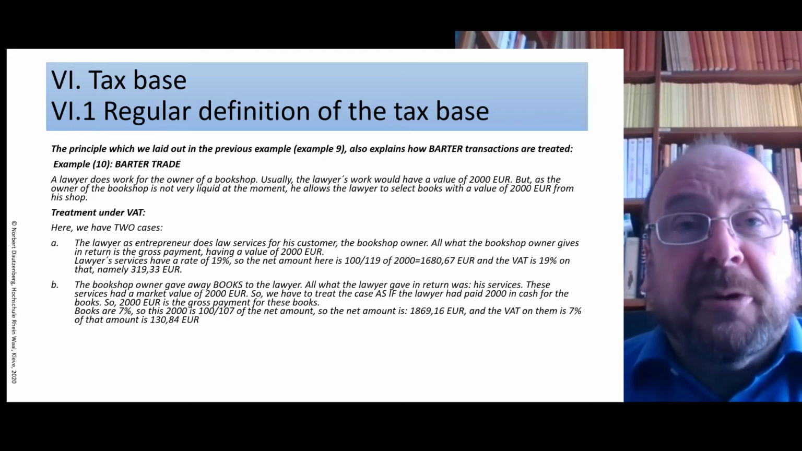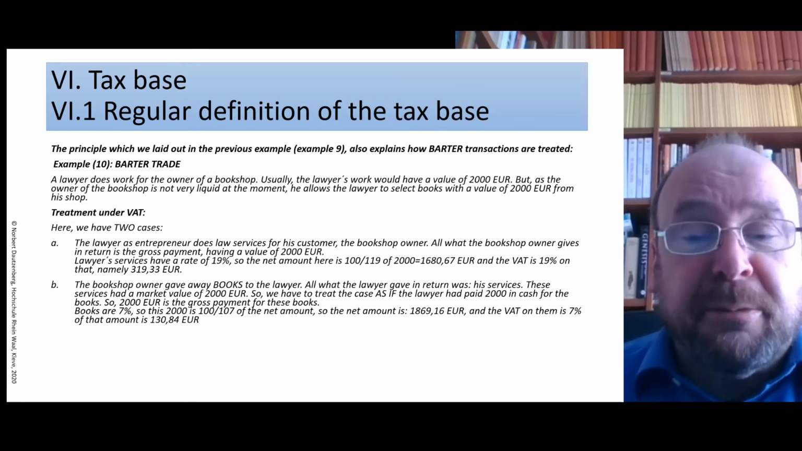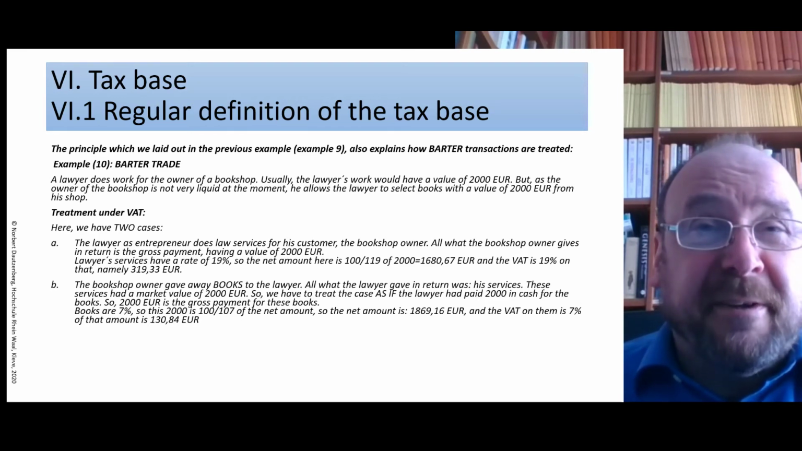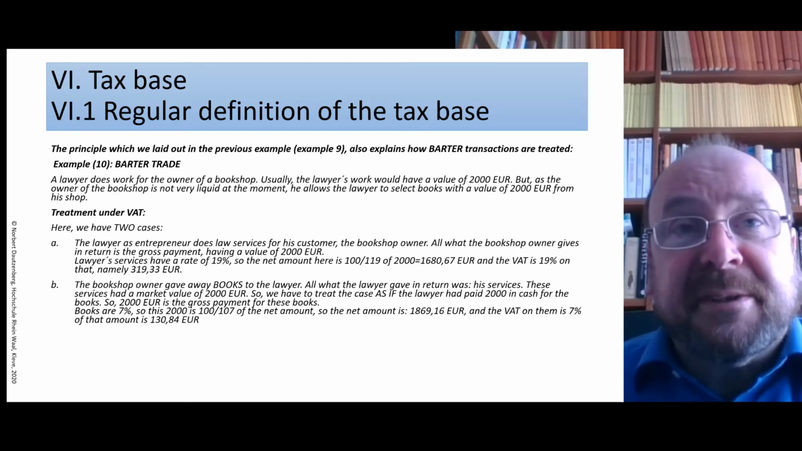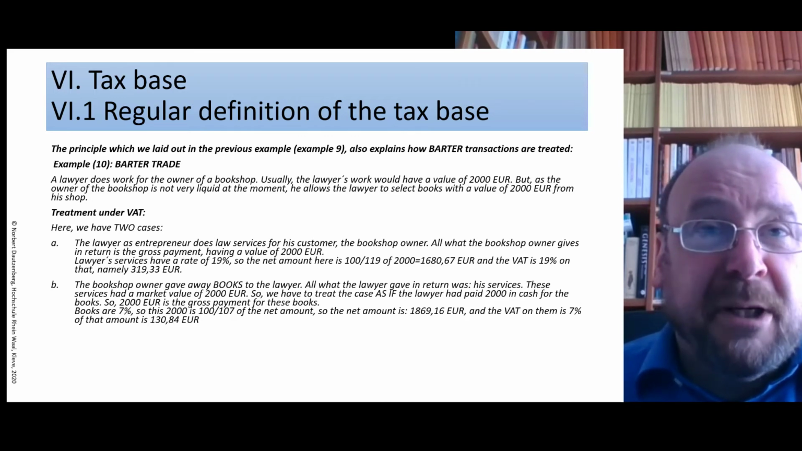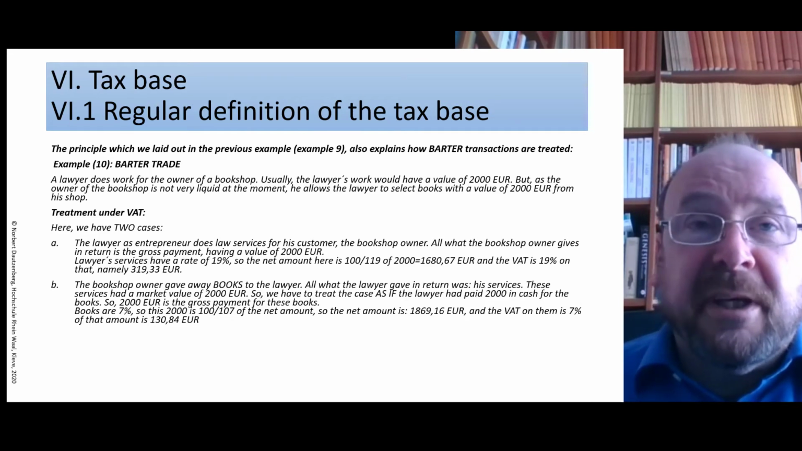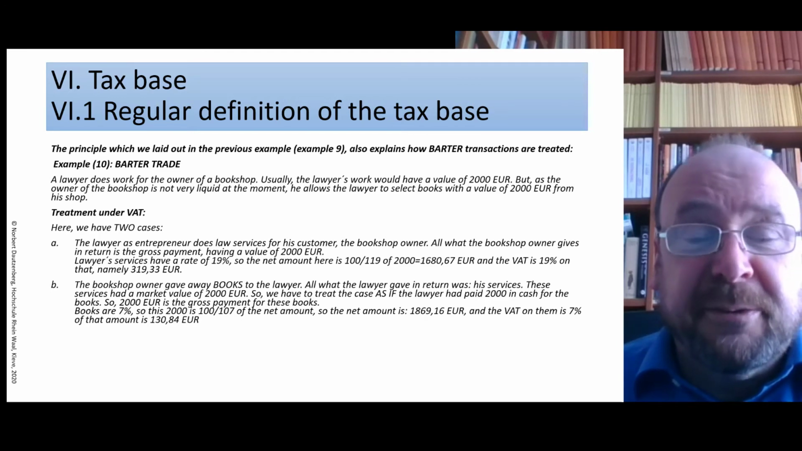Selling books is the core business of a bookshop owner, so no surprise this will be taxable for the bookshop owner. Now, what he got in return was services of the lawyer, which evidently had a market value of 2,000. So we have to do as if our bookshop owner had received a cash amount of 2,000 and a second later spent the money on paying the lawyer. There should be no difference. So what our bookshop owner got in return for selling the books was a value of 2,000 gross.